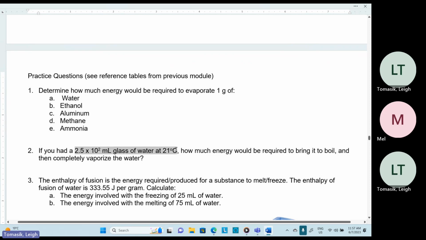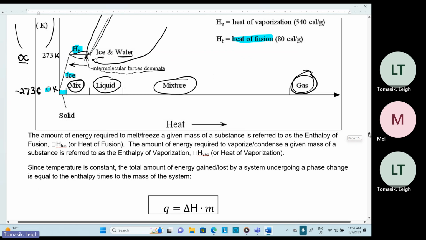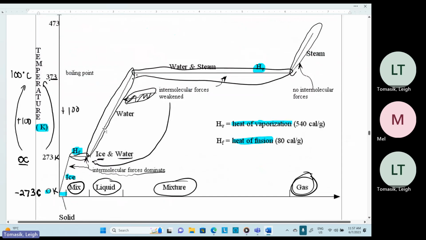And it says if you had this glass of water at 21 degrees Celsius, how much energy would be required to bring it to a boil and then completely vaporize the water. So you're going to do two calculations here and add them, right? First, we have to figure out where we are on this graph. We have to bring water from 21 degrees Celsius to 100 degrees Celsius, and then we have to evaporate it. So we have to do two calculations.